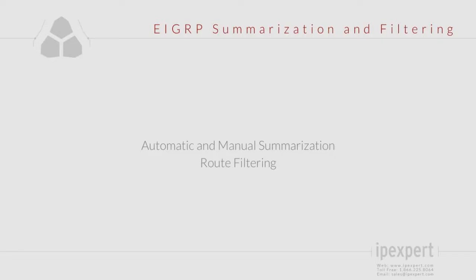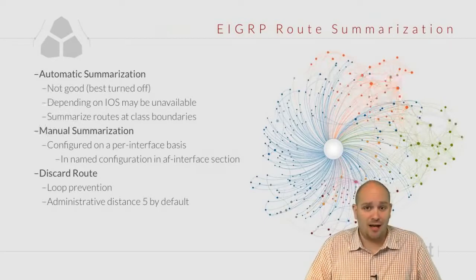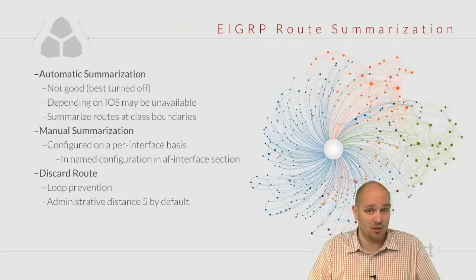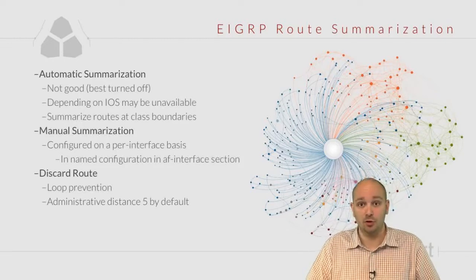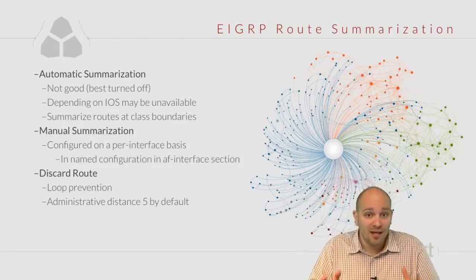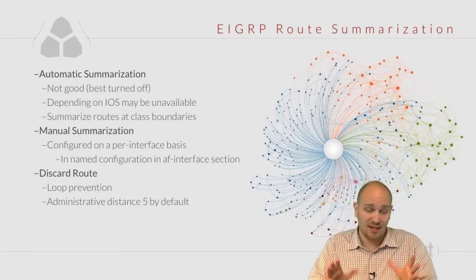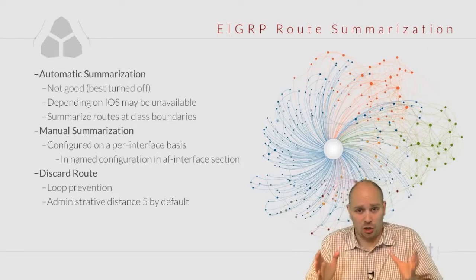EIGRP supports, generally speaking, two forms of route summarization. It supports automatic summarization, which, depending on the IOS version, may be turned on by default, or it may be turned off by default, or it may be completely unavailable to you. Automatic summarization is, let me state this out of the way, better turned off.